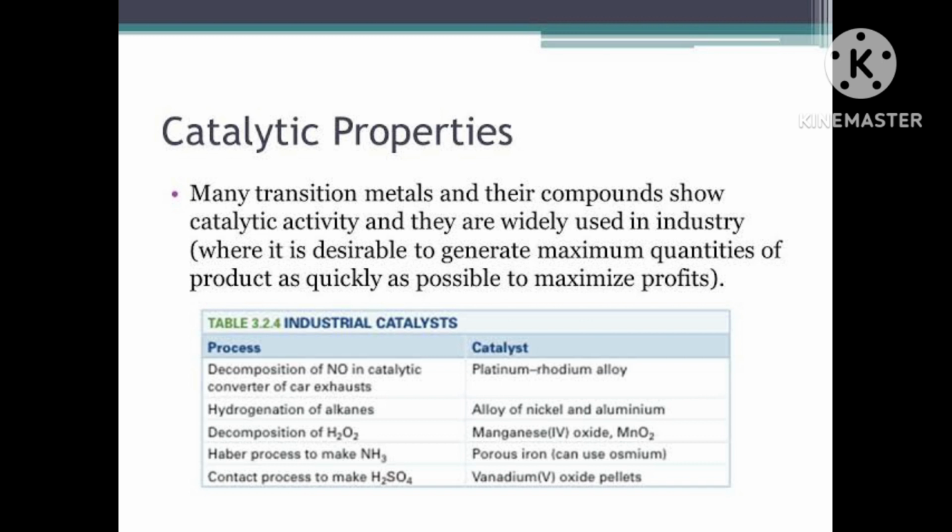Now, a further example, iron(III). Iron(III) catalyzes the reaction between iodide and persulfate ions.